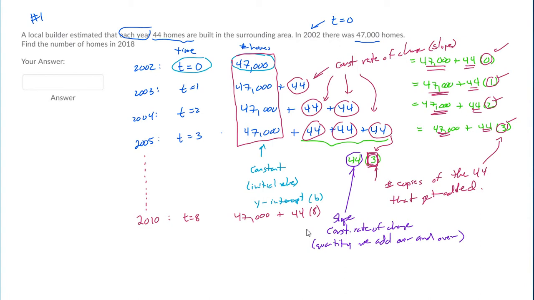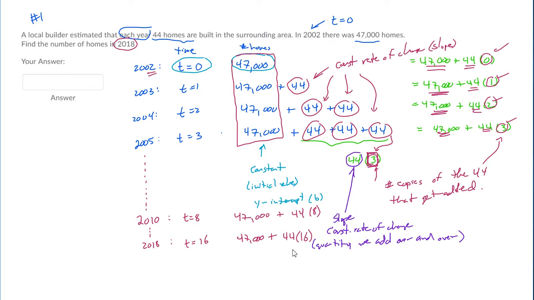What do you think is going to happen in 2018? In 2018, that's time equals what? 2018 is how many years after 2002? It's 16 years after 2002. So I'm going to have 47,000 plus 44 times 16. Okay? So we just keep working like that.